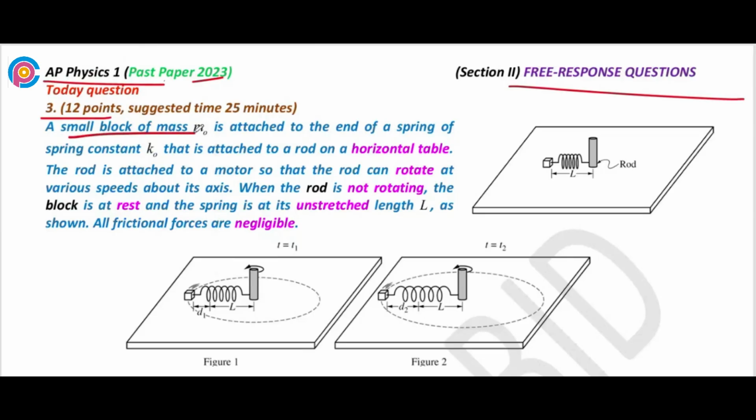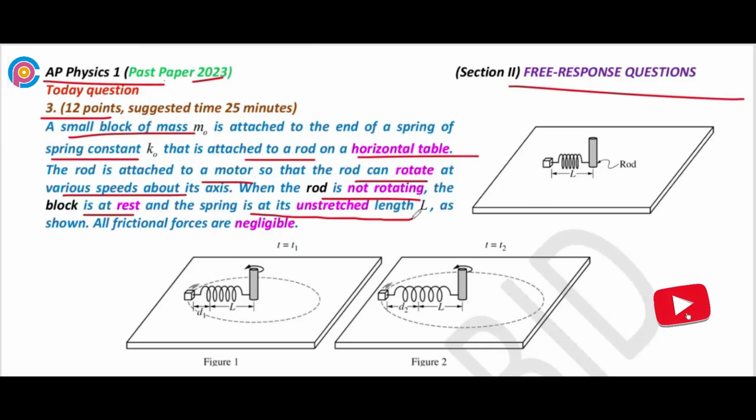A small block of mass m naught is attached to the end of a spring of spring constant k naught, attached to a rod on a horizontal table as shown in the figure. The rod is attached to a motor so that the rod can rotate at various speeds about its axis. When the rod is not rotating, the block is at rest and the spring is at its unstretched length L. As shown, all frictional forces are negligible.